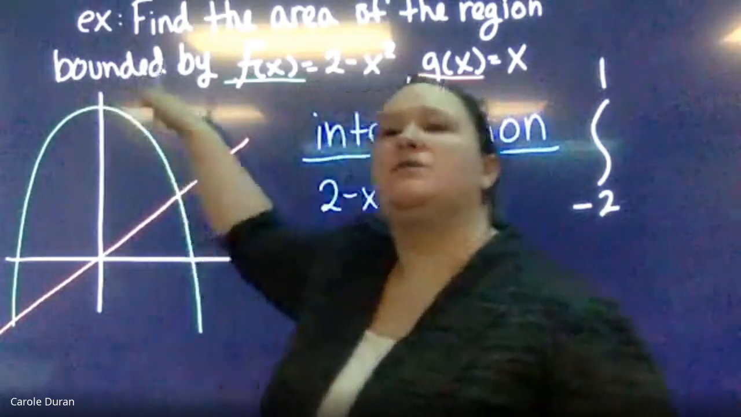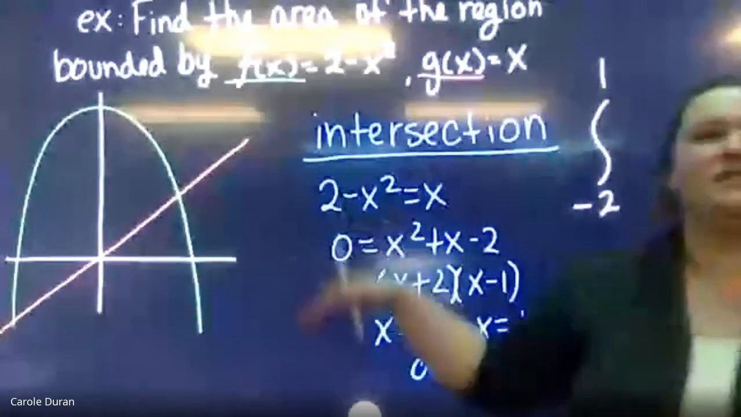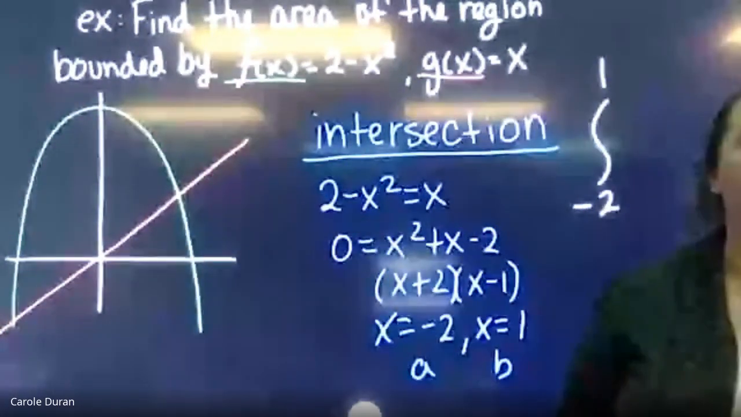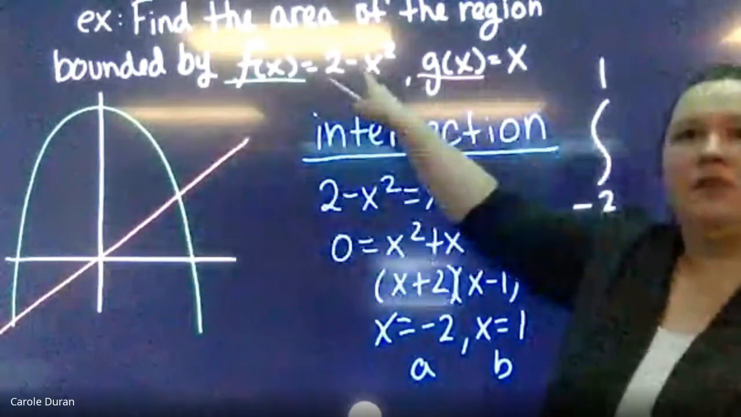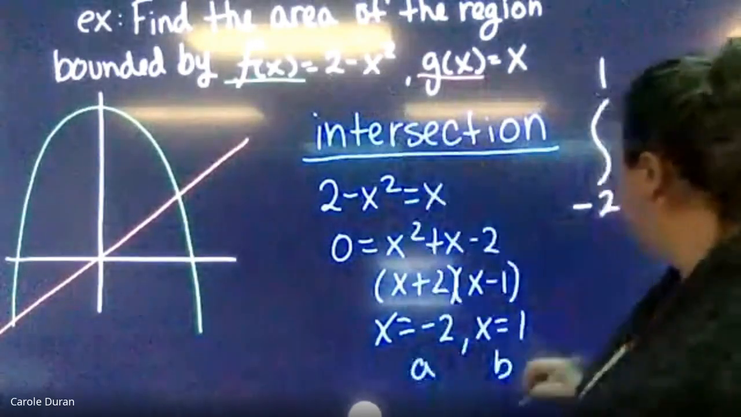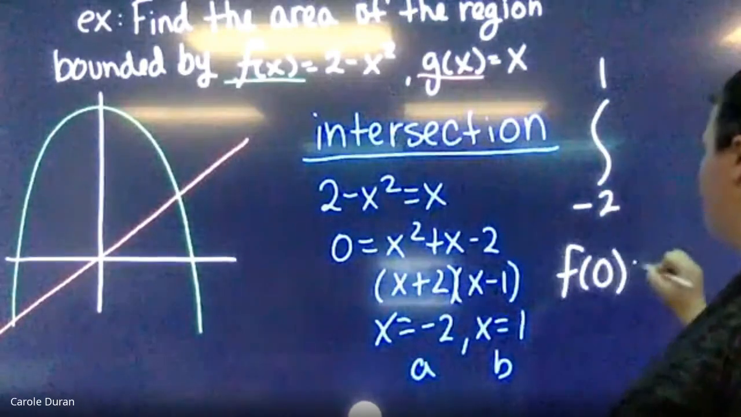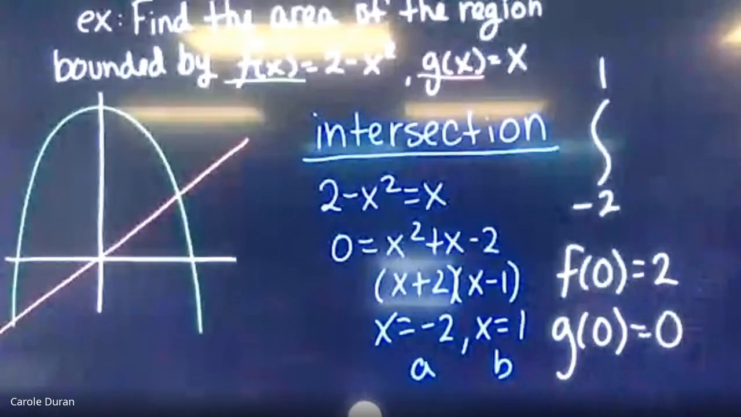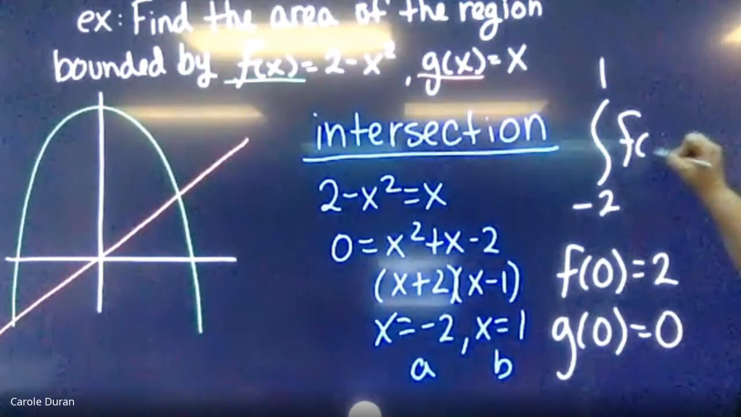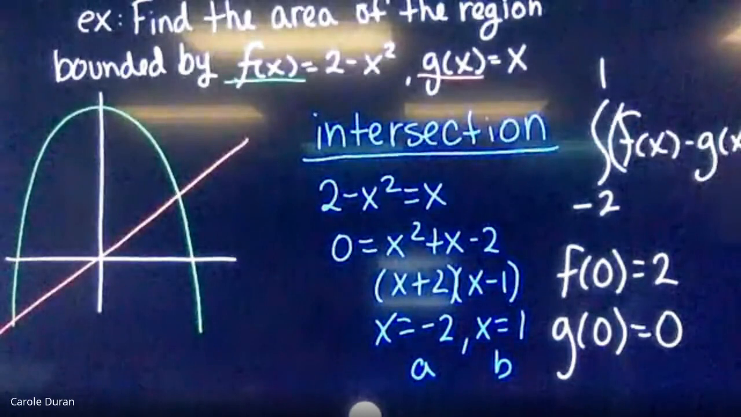But I could also just plug in a common x value to each of them and see which one gives me the biggest answer. So for example, if I plugged 0 into this function, I would get 2. But if I plugged 0 into my g function, I would get 0. Which one of those is bigger, 2 or 0? 2, so f is my bigger function. So I'm going to subtract g from f. Oh, okay. That makes sense.